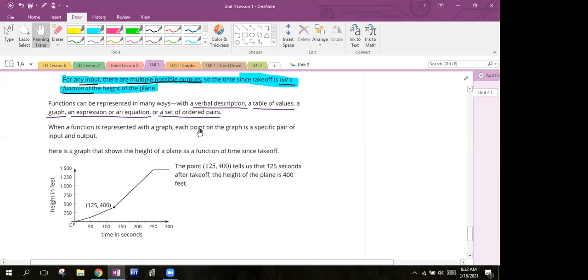When a function is represented with a graph, each point on the graph is a specific pair of inputs and outputs. Here's a graph that shows the height of a plane as a function of time. So because it's written in that little phrase, we know that the height of the plane is our y value, which it is. And we know that time since takeoff is our x, which it is.